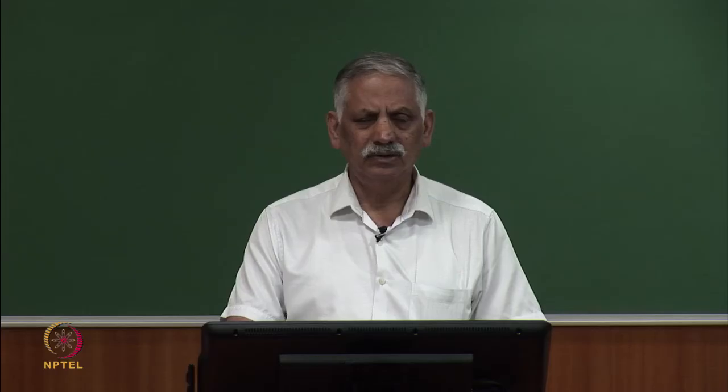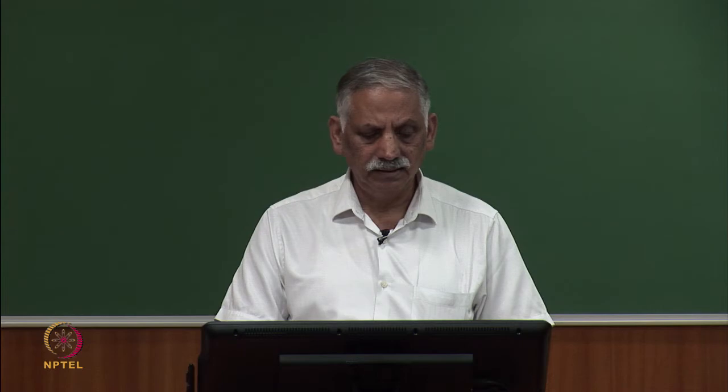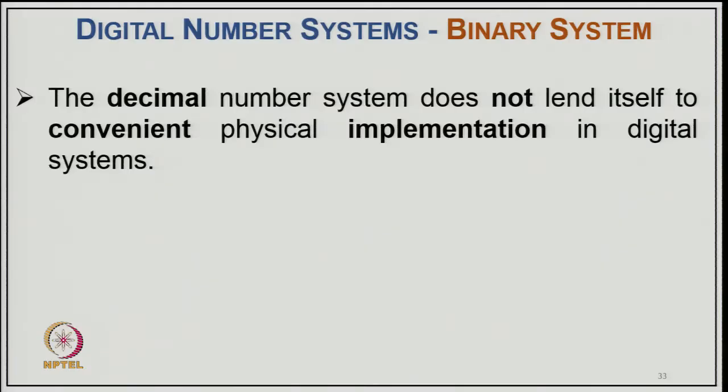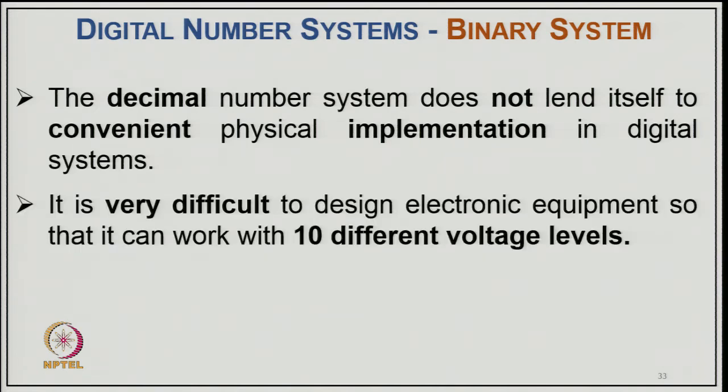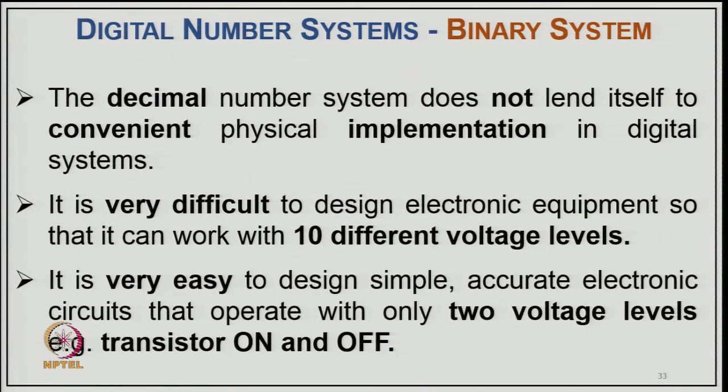Now, we will extend the same concept to other number systems, like the binary number system. The decimal number does not lend itself to convenient physical implementation in digital systems. Otherwise, we could have taken a decimal number, but that really cannot go as a part of physical system implementation. It is very difficult to design electronic equipment that can work with 10 different voltage levels, and it is very easy to design a simple, accurate electronic circuit that can operate with only 2 voltage levels, like a transistor being on or off. So, on we can represent by 1 and off we can represent by 0.